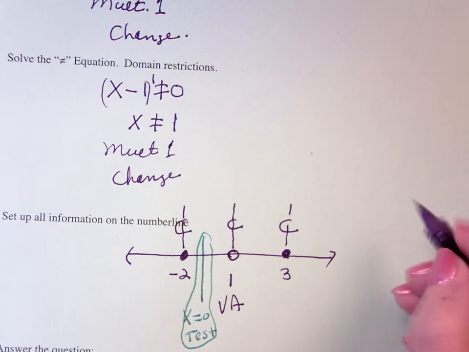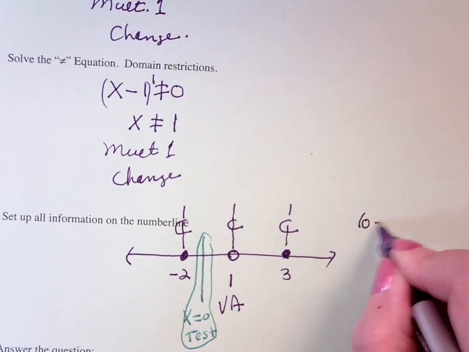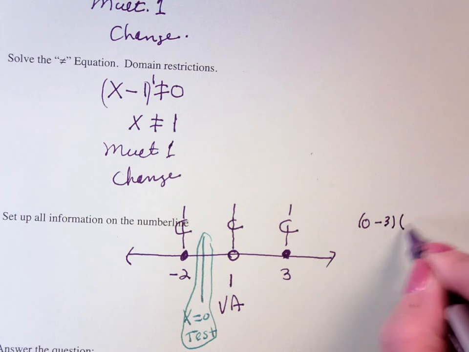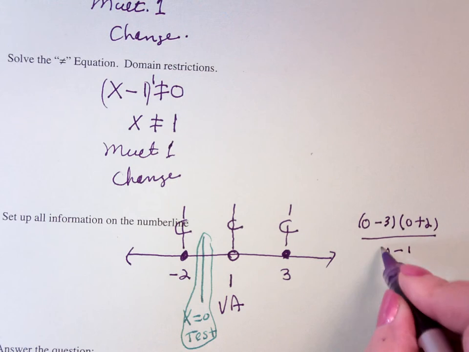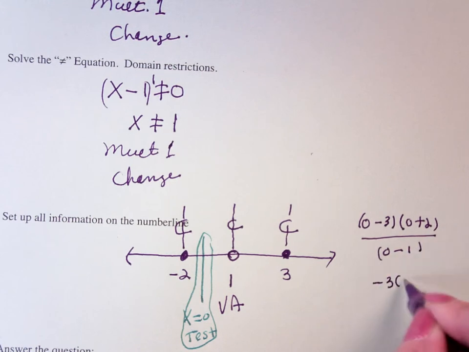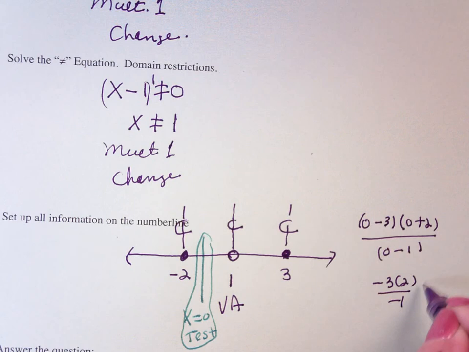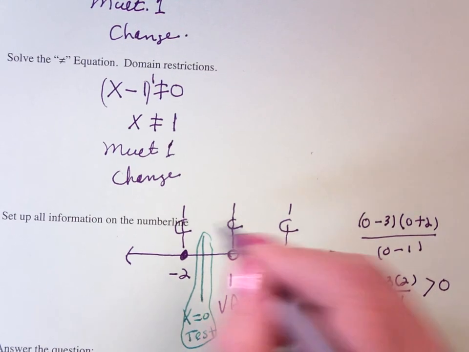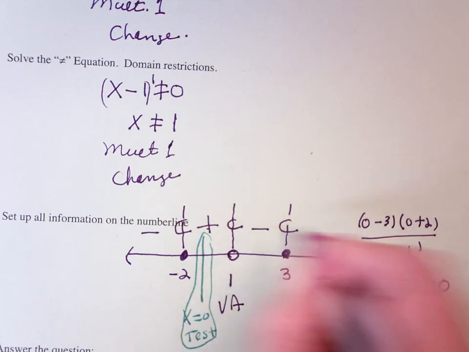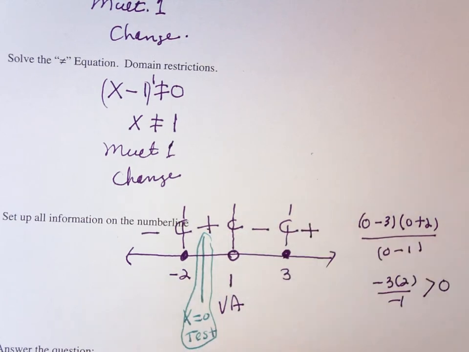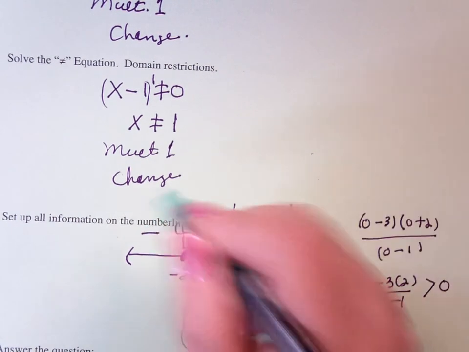So if x equals 0, I'm going to have 0 minus 3 times 0 plus 2 over 0 minus 1, which is minus 3 times 2 over minus 1, which is minus 6 over minus 1. Minus divided by a minus is a plus. This sucker's positive. So positive, change, negative, change, negative, change, positive, and I want negative. So any place this guy is negative is what I want.